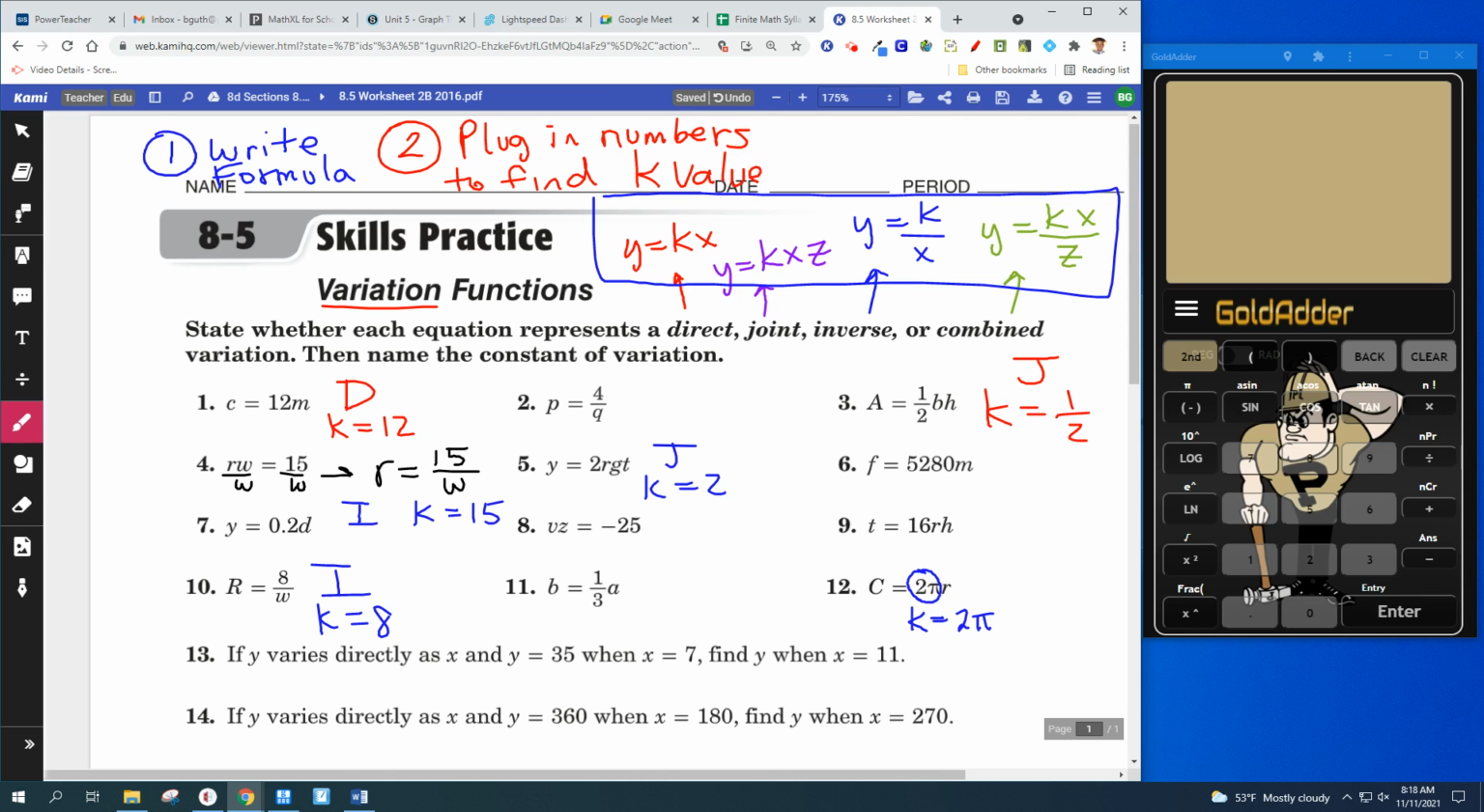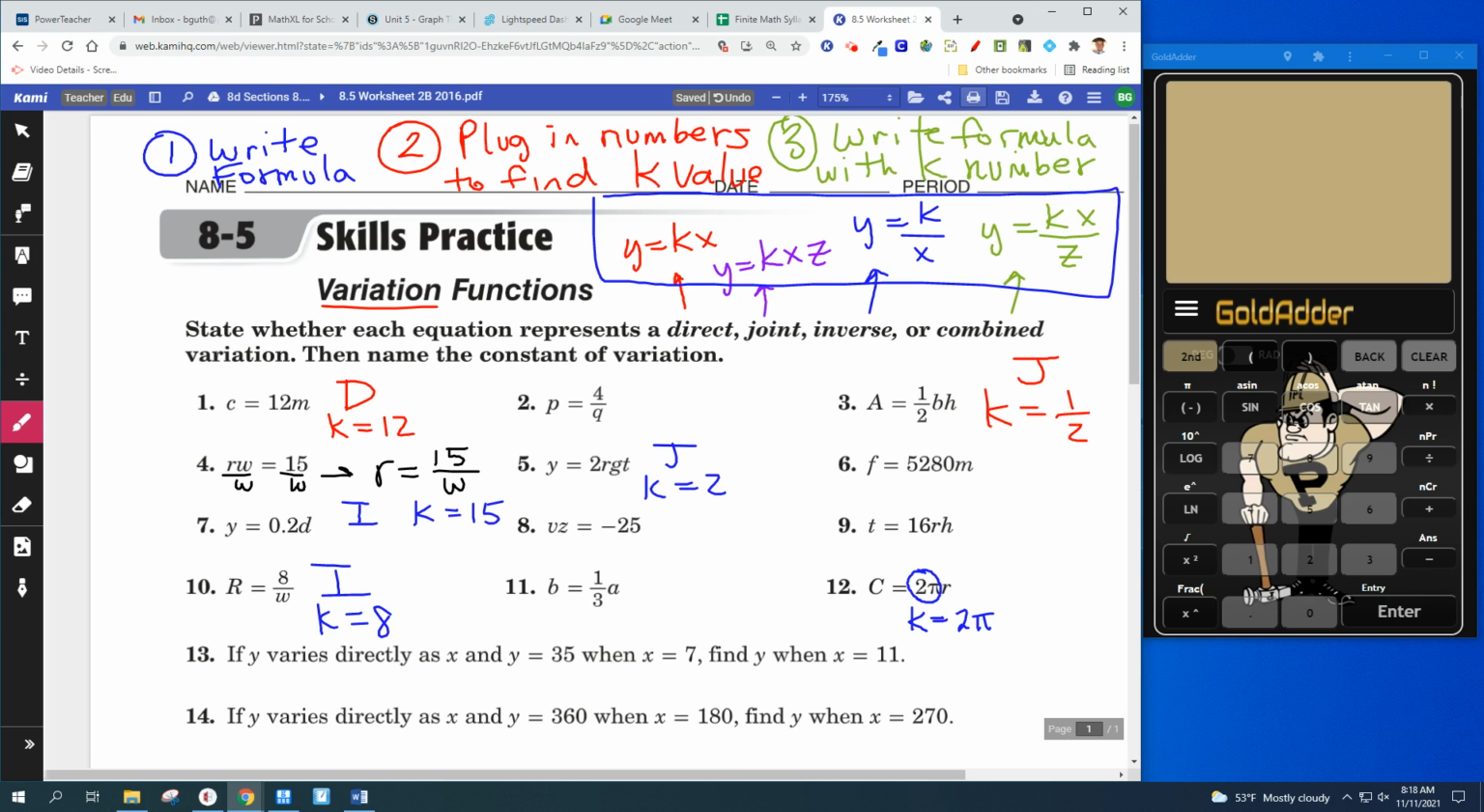So all these problems are the same. They're going to give you a bunch of numbers and ask you for an equation, all right? So step 1, write down the formula that we want it to look like. Step 2, we're going to plug in the numbers that they give us to find the K value. And then step 3, write the formula with the K number.